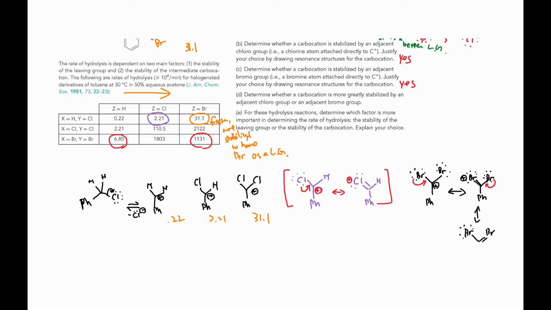And I forgot the second arrow that actually pushes this double bond to the left side bromine. Remember the carbon cannot have 5 pairs of electrons. So this is what we have. See, we have more what? More resonance, right? 1, 2, 3 versus 1, 2. Therefore, I just confirm that the carbocation is stabilized by an adjacent bromo group.